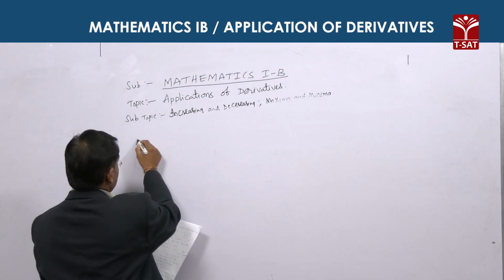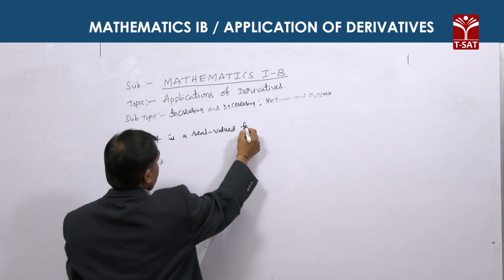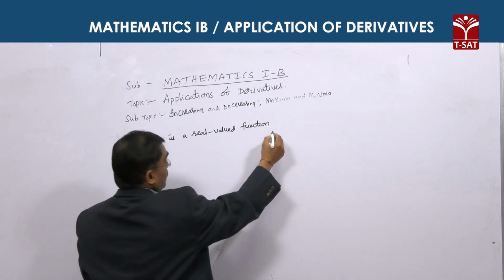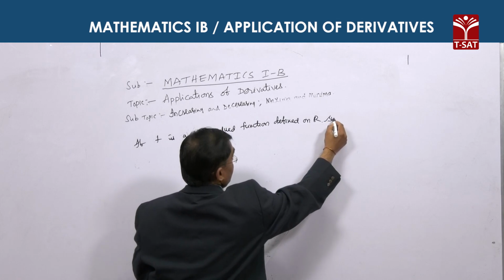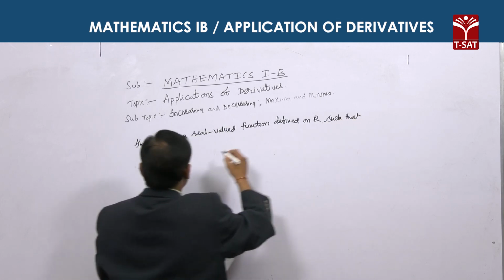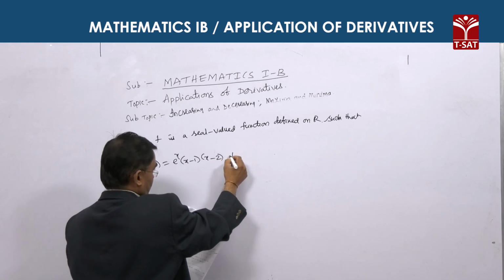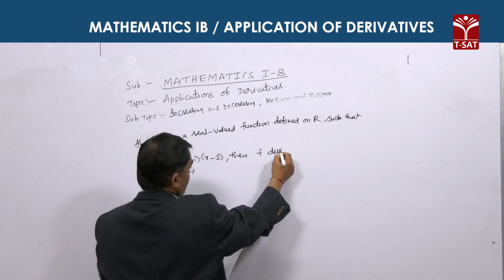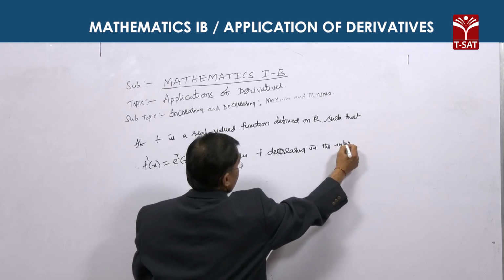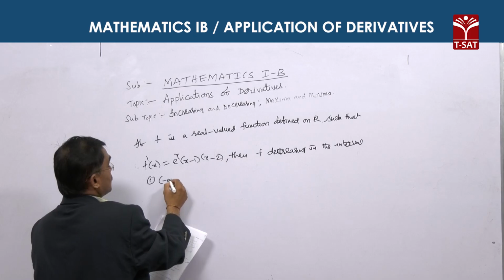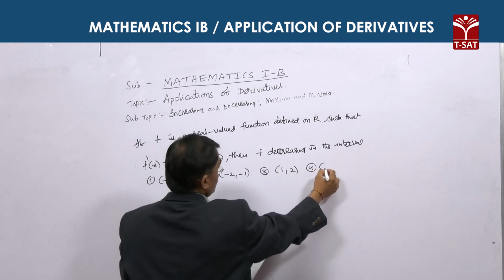Next question. If f is a real valued function defined on R such that f'(x) = eˣ(x − 1)(x − 2), then f is decreasing in the interval: the first option is (−∞, −2), the second option is (−2, −1), the third option is (1, 2), and the fourth option is (2, ∞).